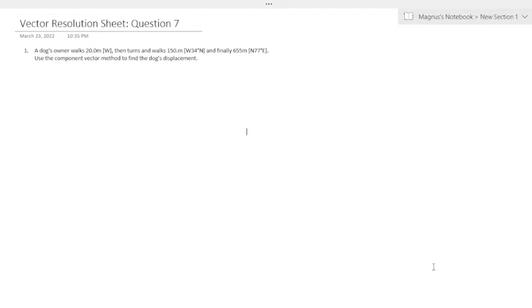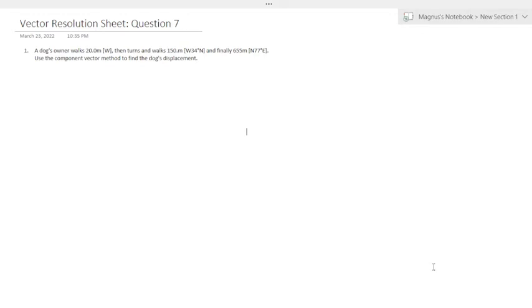A dog's owner walks 20 meters west, then turns and walks 150 meters west, 34 degrees north, and finally 655 meters north, 77 degrees east. Use the component vector method to find the dog's displacement.